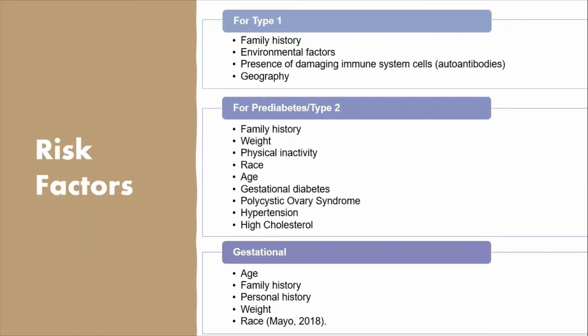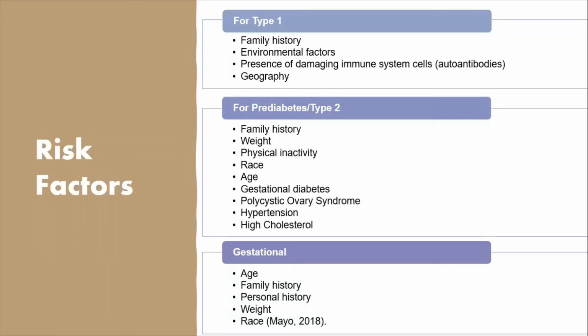As with other conditions, there are risk factors for diabetes. For type 1 diabetes, risk factors include family history, environmental factors, presence of damaging immune system cells called autoantibodies, and geography. There are some countries that have increased incidence of type 1 diabetes. For prediabetes and type 2 diabetes, risk factors include family history, weight, physical inactivity, race, age, gestational diabetes, polycystic ovary syndrome, hypertension, and high cholesterol.